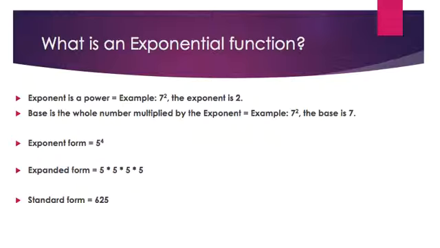Expanded form is the base repeated the number of times that the exponent determines. So 5 to the fourth power would be 5 times 5 times 5 times 5. Where standard form would be the whole number product of that expanded form.